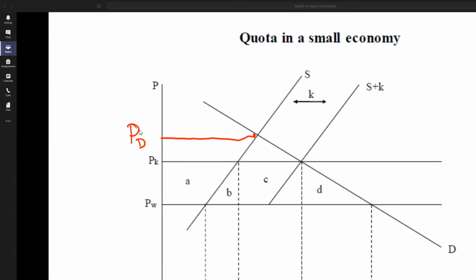PW is the price in the world economy. PK is the price after the quota imposition. So, you understand, these were prices 60, 50, 40. Can you repeat again, please? Right? PD is the price in the closed small economy without trade. PD is the price without trade in the closed economy.